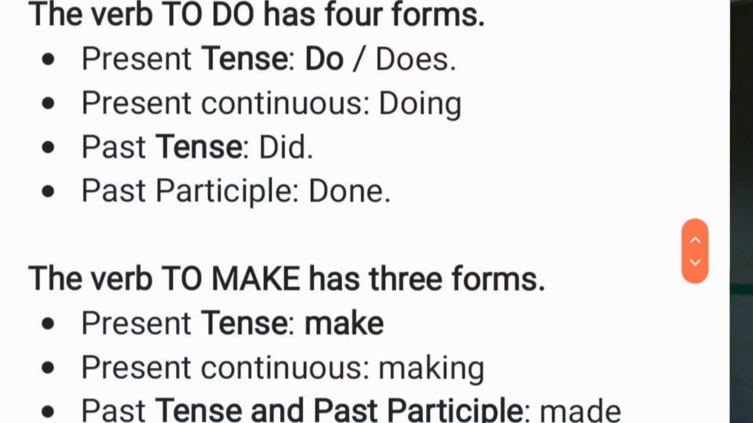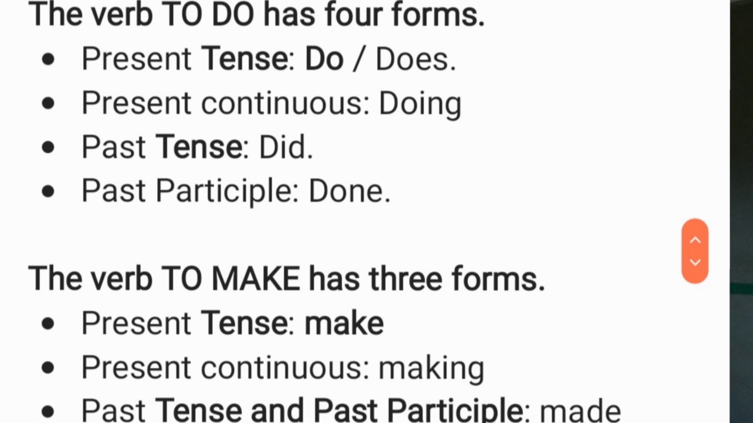Now, before I go, I would want to remind you to use your tenses correctly when using do or make, as with any form of grammar. Here are the various tense forms of both do and make on your screen for your recollection. The verb to do has 4 forms. The present tense form has do or does. The present continuous has doing. The past tense has did. And the past participle has done.